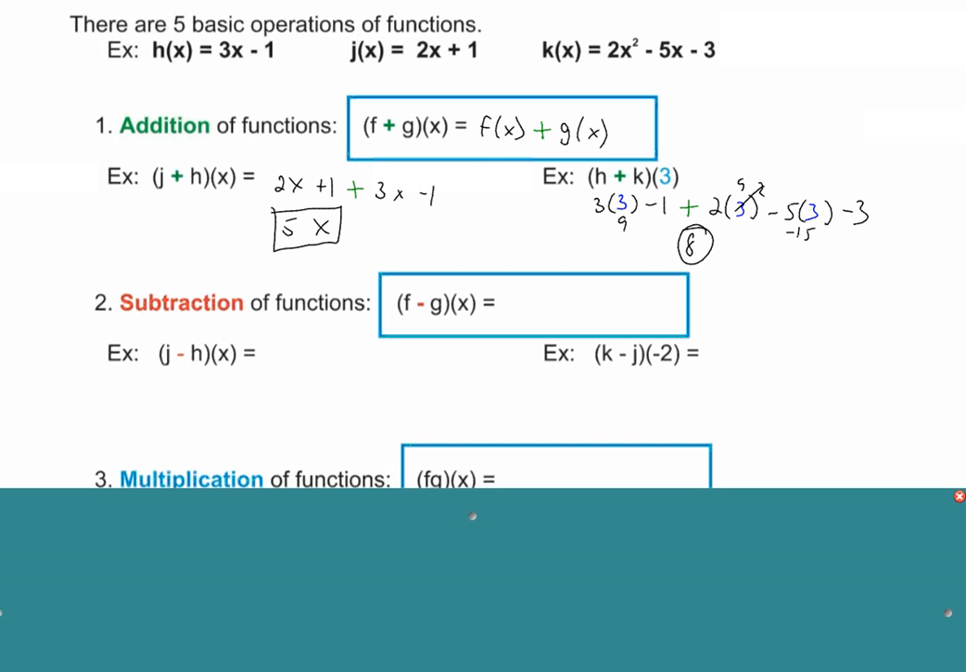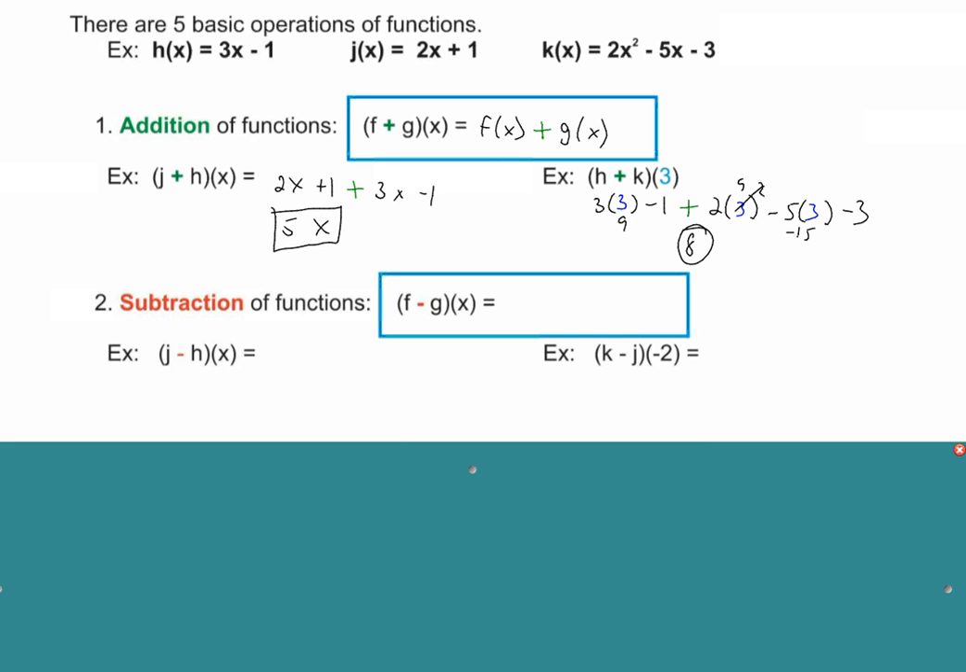All right, second one is subtraction. Biggest key here is to be careful to make sure that it's minus the whole second function. So this is going to be f of x, big red minus sign, and then the whole g of x function. And I'll show you that in a minute when we do our example. F of x minus g of x.